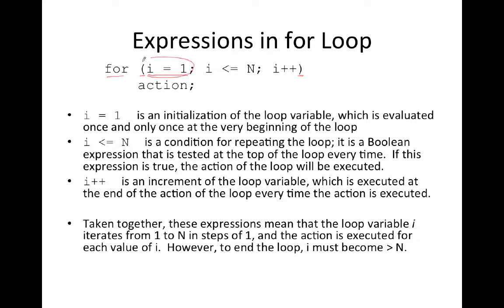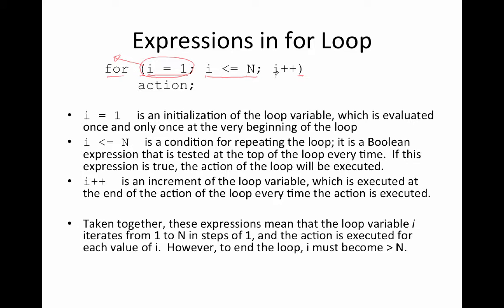So it's almost like you take this statement and move it up above the for. We only do it once in the very beginning. The second thing, i less than or equal to n, is a condition for repeating the loop. So it's some kind of Boolean expression that is true or false that's tested at the top of the loop every time. As long as the expression is true, the action of the loop will be executed.